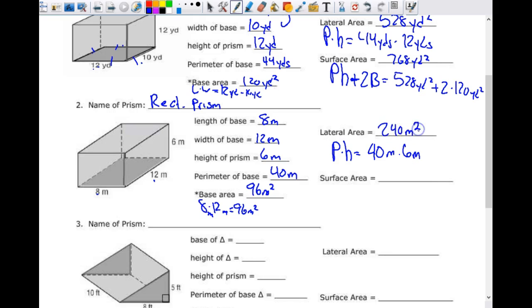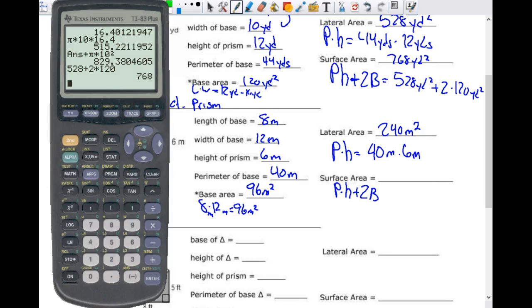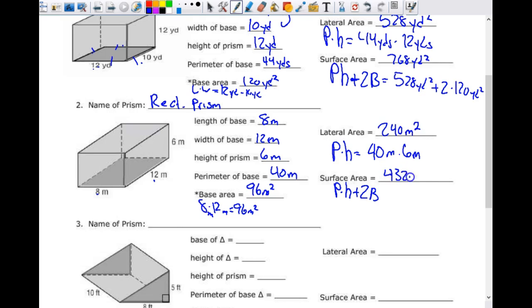meters squared. Surface area is P times H plus 2 bases. We already got this number, so we need to add 2 bases to it. So 240 plus 2 of these, 2 times 96. We get 432 meters squared.